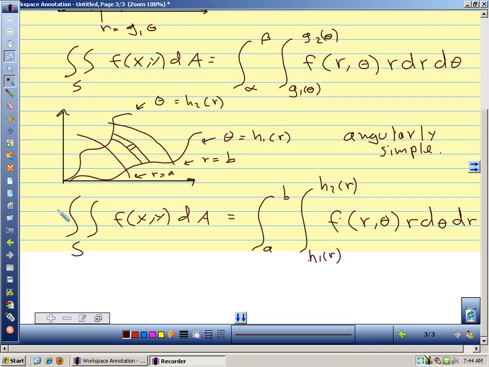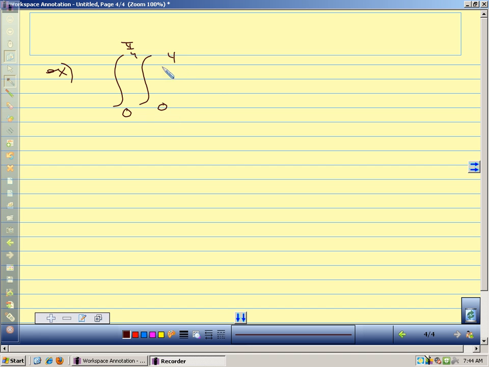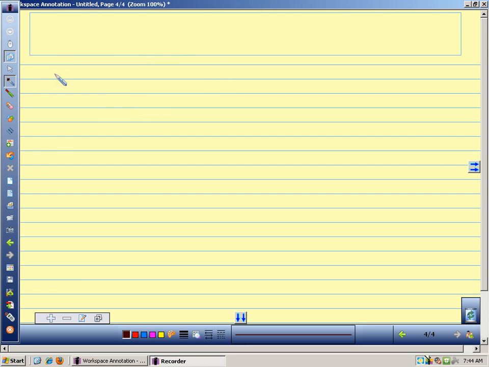Let's look at a really easy one first. We're going to evaluate this double integral, 0 to pi over 4, 0 to 4, r squared. Actually, let me do this. I'm going to go backwards here. I got ahead of myself. So my function is r sine theta cosine theta.